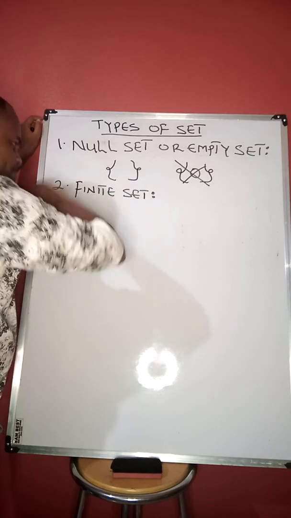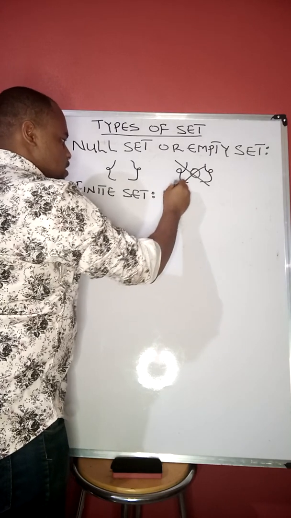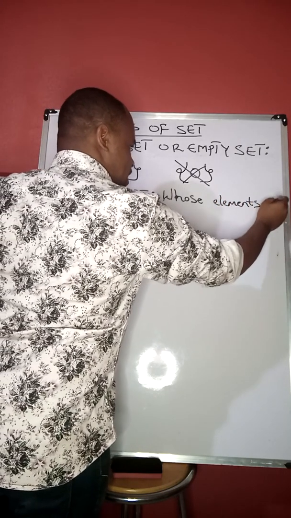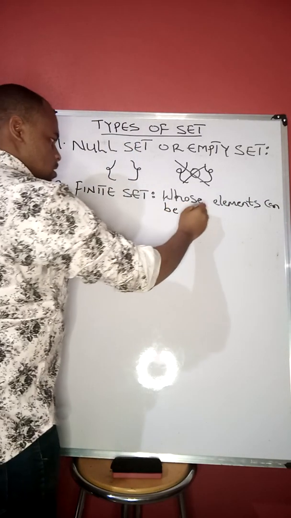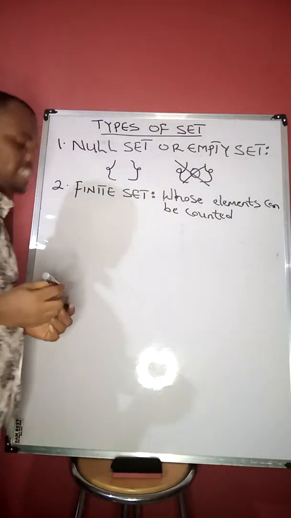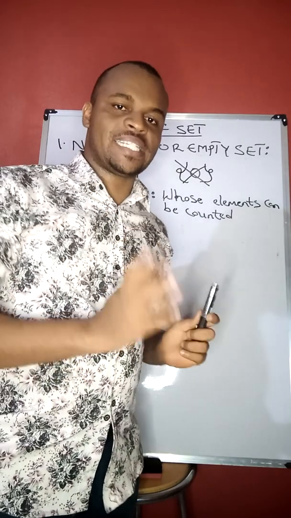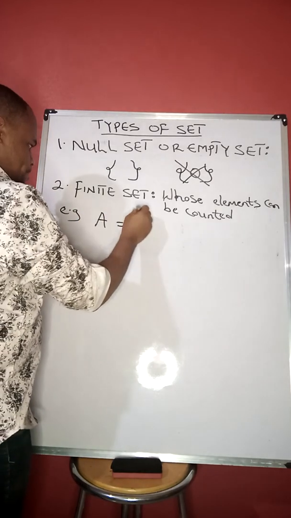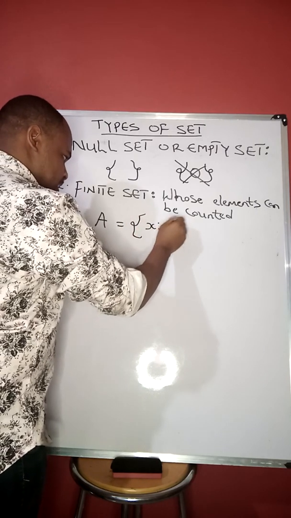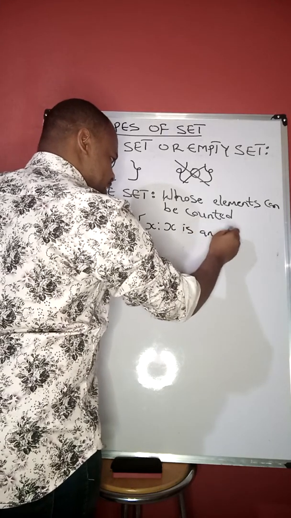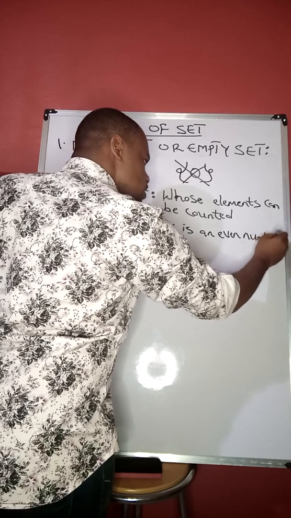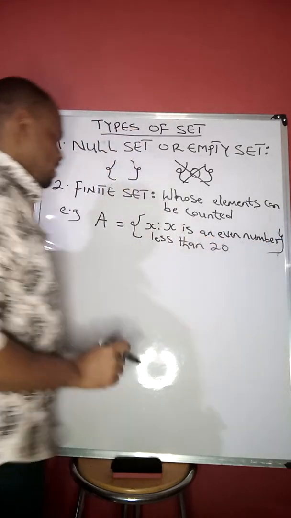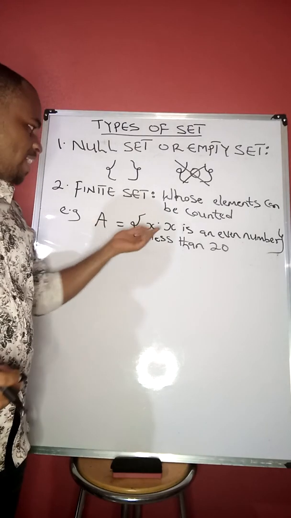What is a finite set? A finite set is a set whose elements can be counted. So for a finite set, we can actually count the elements in that set. For example, if we are given a set A, and they said A is a set of X such that X is an even number less than 20. Alright, now set A is a set of X such that X is an even number less than 20.